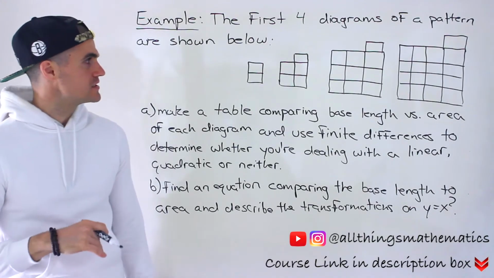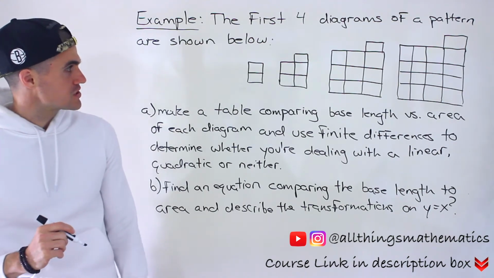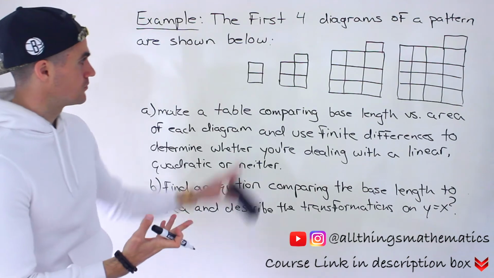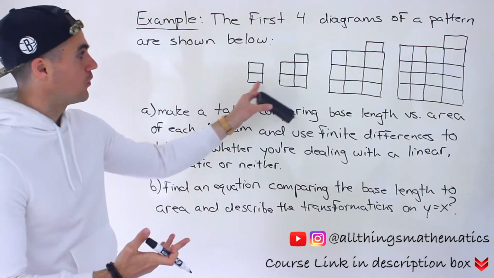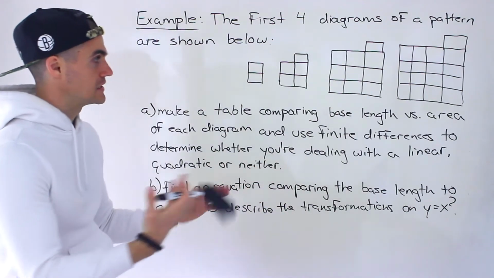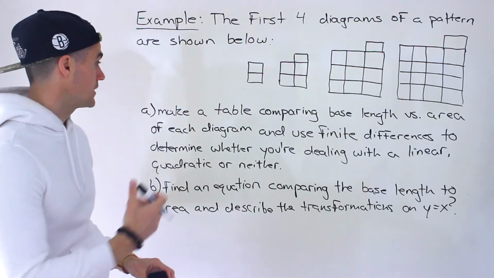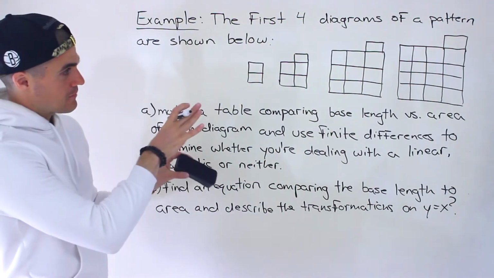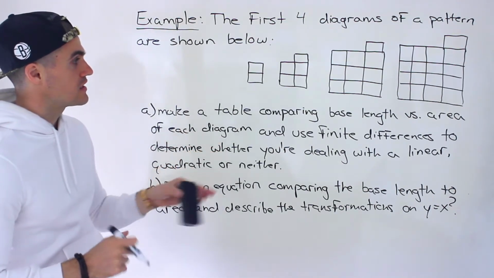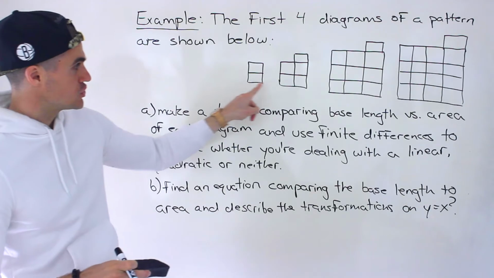This is a pretty cool one, dealing with quadratic relations. So we are given the first four diagrams of a pattern over here. So diagram 1, diagram 2, 3, 4, etc., and the pattern would continue indefinitely. And then given that pattern, we have to make a table comparing the base length of each of these diagrams.